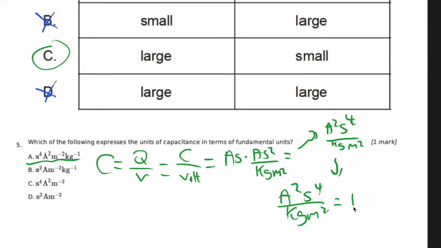And this is equal to ampere squared times second to the fourth power times kilogram to the negative first power times meter to the negative second power. So the answer is A.